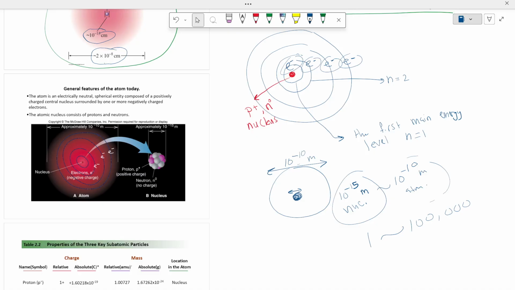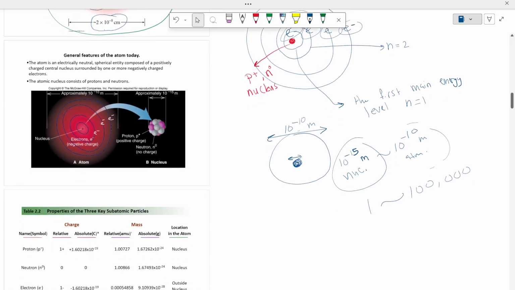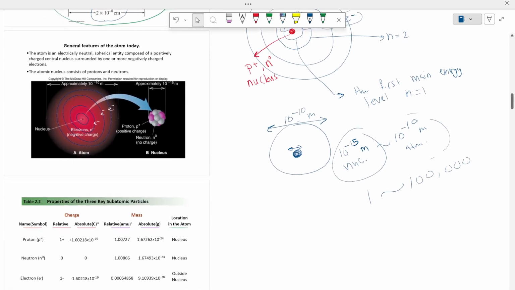To show you the big difference in size between the nucleus and atom, assume that you are sitting in the center of Riyadh city. This is Riyadh city, including all villages and all towns around Riyadh. Let's say it has a circular shape. This is Riyadh city with a diameter from far west to far east of about 100 kilometers, which is 100,000 meters. And you are sitting here in the center of Riyadh city.